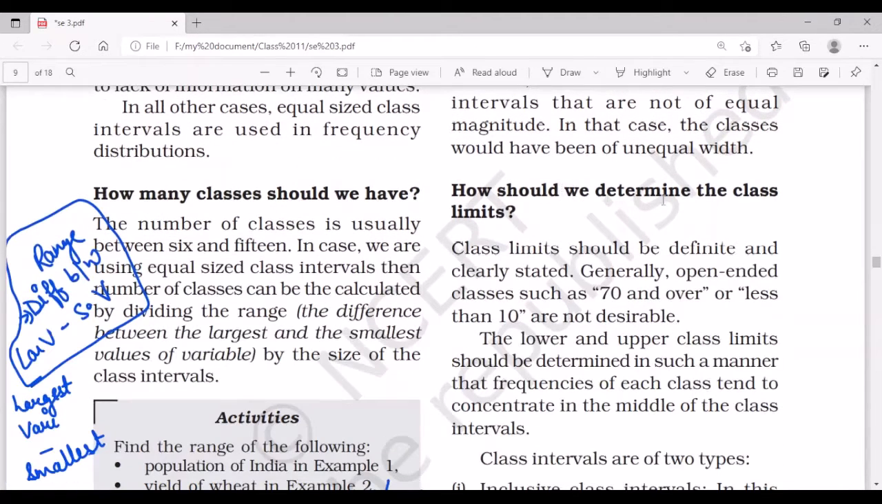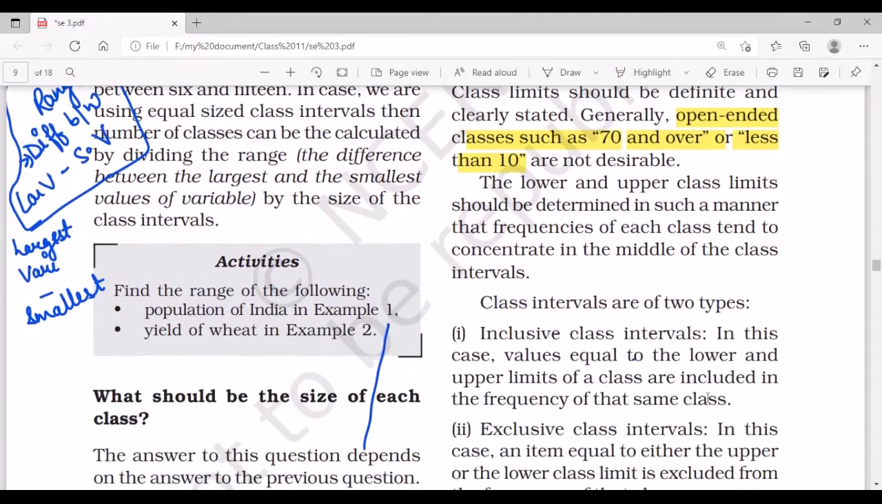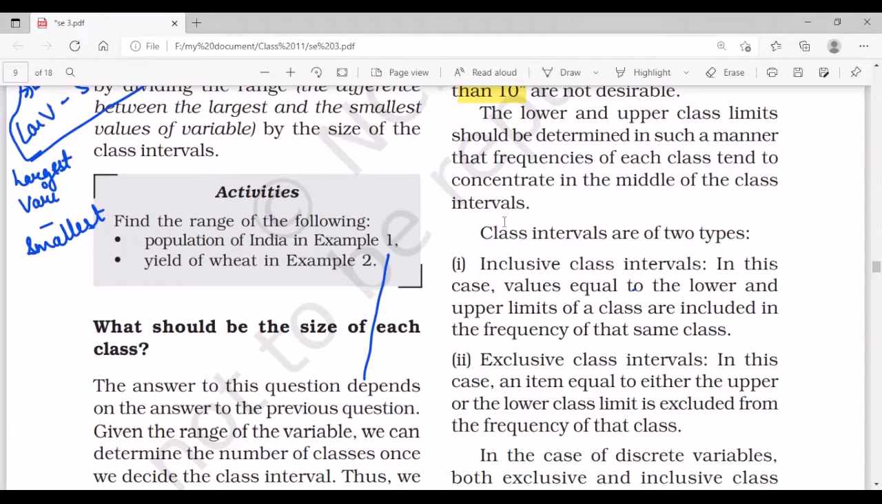Okay, now how should we determine the class limits? Class limits should be definite and clearly stated. Generally, open-ended classes such as 70 and over. Now, this needs to be highlighted: an open-ended class is one such as 70 and over, where we are not covering the upper limit. That is known as an open-ended class, or less than 10, where we are not covering the lower limit in a class. The lower and upper limits should be determined in such a manner that frequencies of each class tend to concentrate in the middle of the class interval.